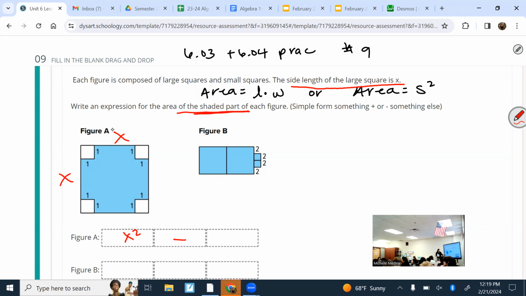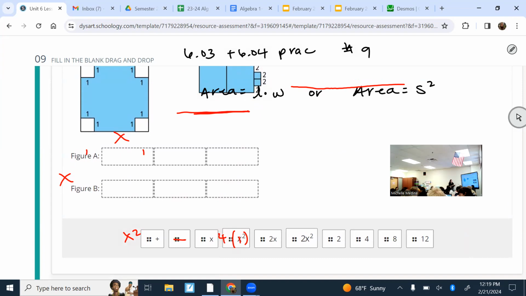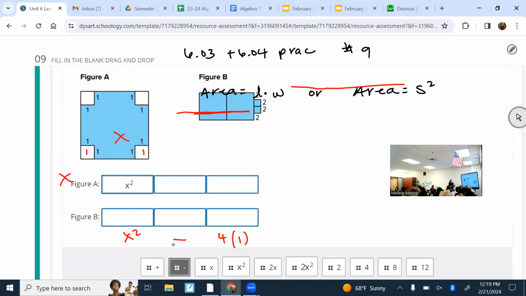We have dimensions for the smaller squares, they're 1 by 1. So what is the area of the small square? What's 1 times 1? And I have 4 of them. So really I have 4 times 1, which is 4. Let me find the parts that match that. So that is what you're doing. You're using your problem solving skills, a little bit of your exponent rules, knowing that x times x is x squared. And that's it for figure A. Make sense?